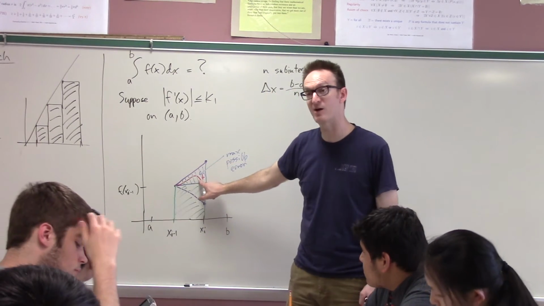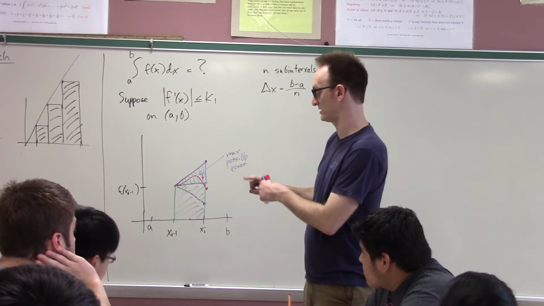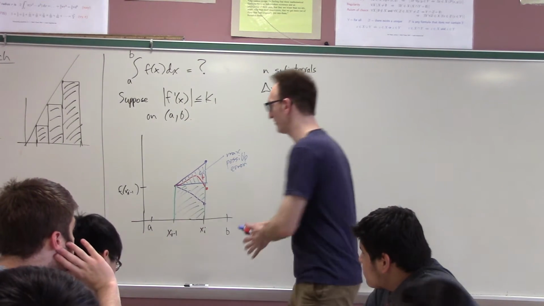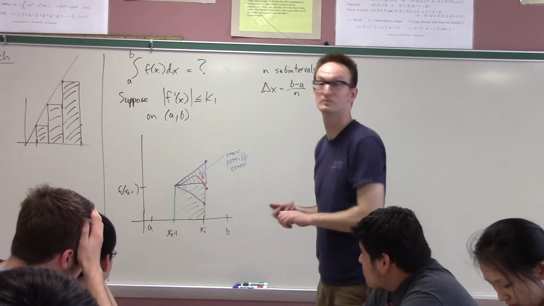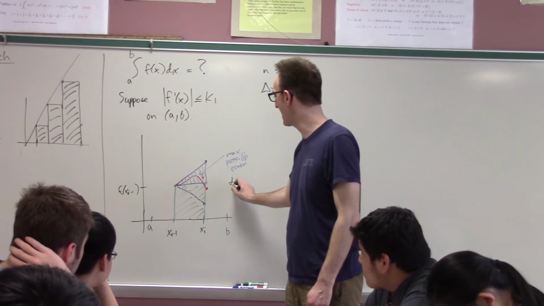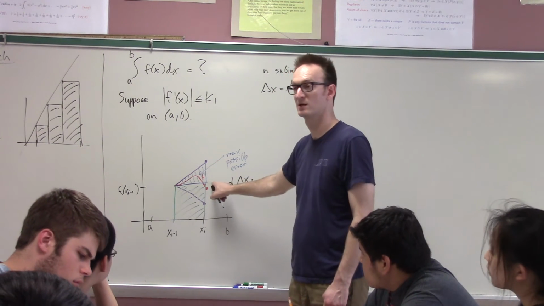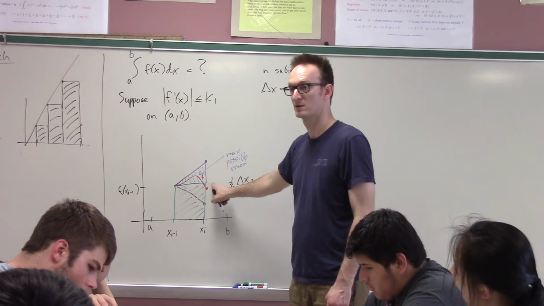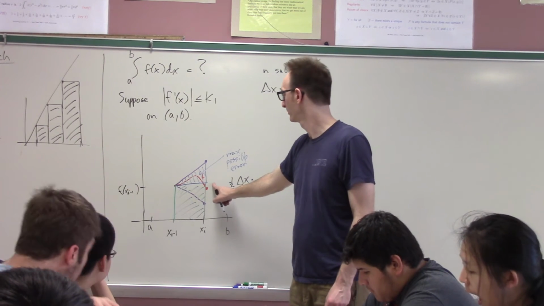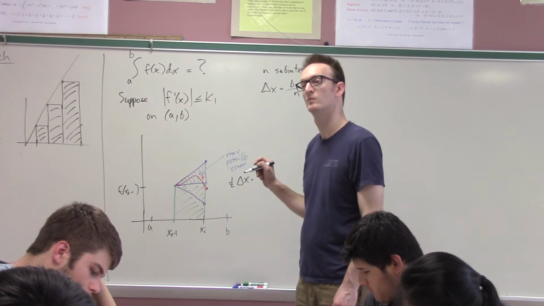So how much error did I make on each subinterval? I made that much error. Okay, what is the area of this blue triangle? It's basically 1/2 delta x times, what is this height? That is x_i minus x_{i-1} plus k_i times dx.